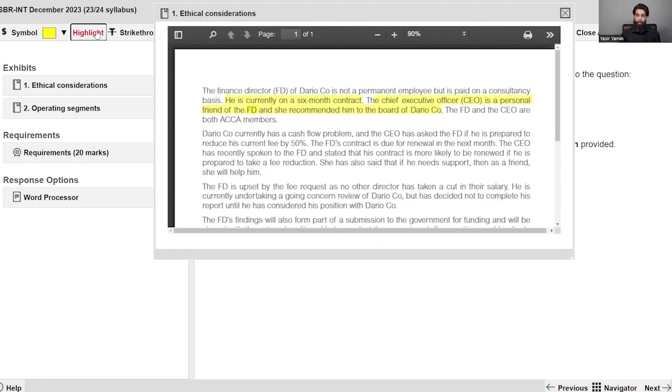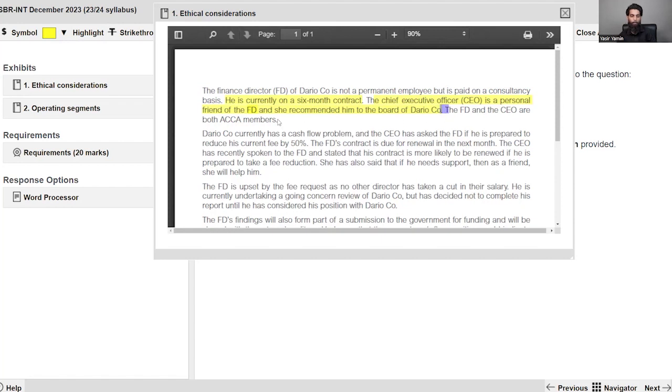Familiarity threat is the threat that when you are in a close relationship with someone, either in terms of being a family member or a close friend, the accountant may feel sympathetic to the wrongdoings of the other person, and therefore his objectivity may be impaired as well. Make sense? So that's the point of view that I want to give you. The finance director and the CEO are both ACCA members. What do you get out of this?